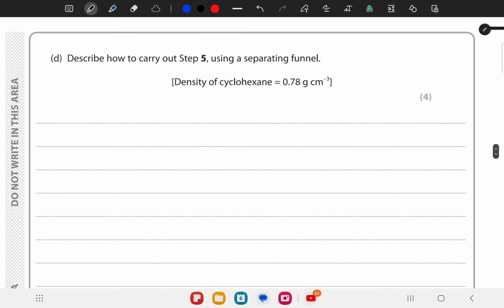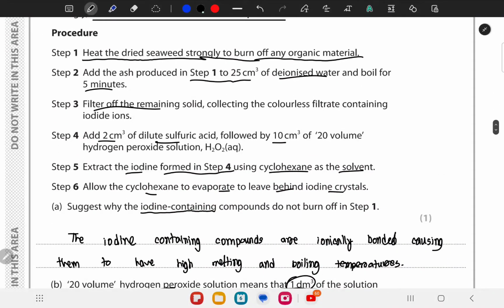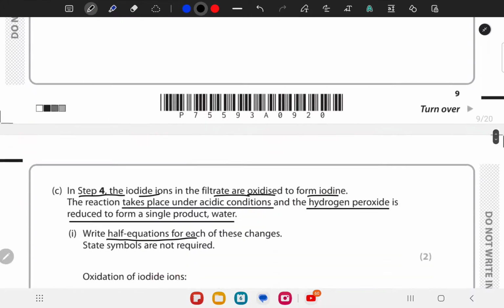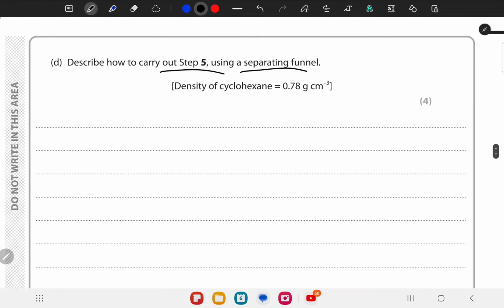Now we have to describe how to carry out step 5 using a separating funnel. Step 5 was solvent extraction. So we have to describe how solvent extraction takes place. Basically, describing the solvent extraction, we are given the density of cyclohexane, which is 0.78 gram per cm cubed. It's a 4-mark question.